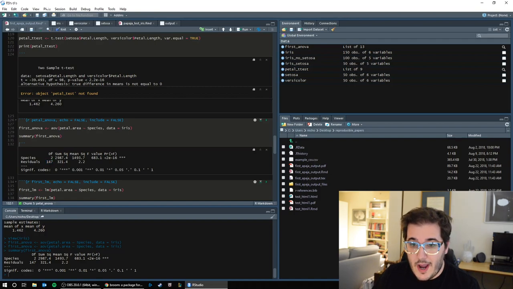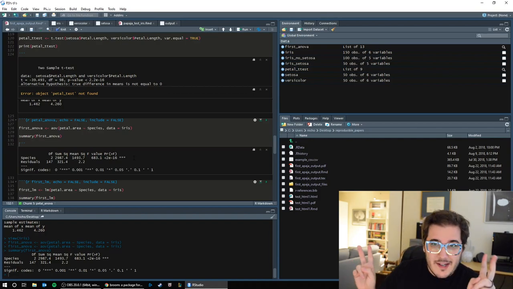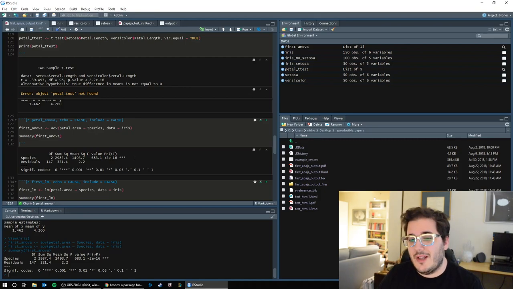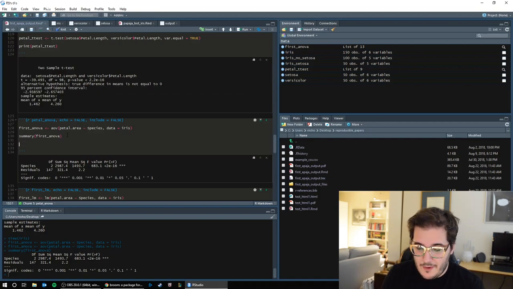You have your sums of squares, your mean squares, your F value, which is 683.1, and your p-value. So again, p very, very, very small. It gives you codes for significance. So you get three asterisks, which is very significant. We can leave that to the critics. And from here, we can say, okay, species can predict petal area. And now from here, you could even go one step further, and you can do Tukey HSD.